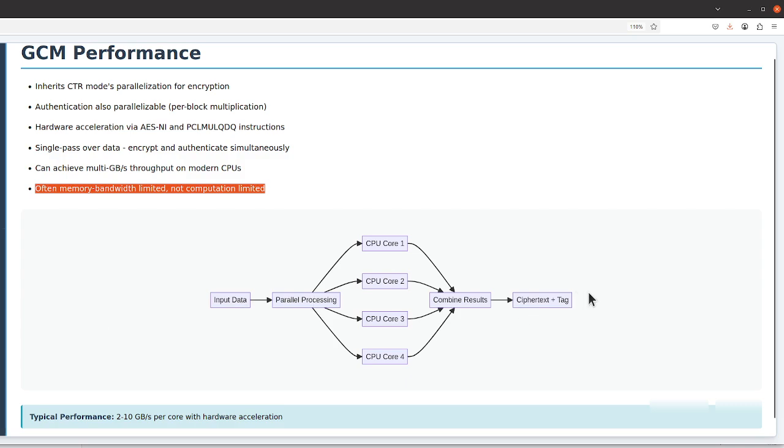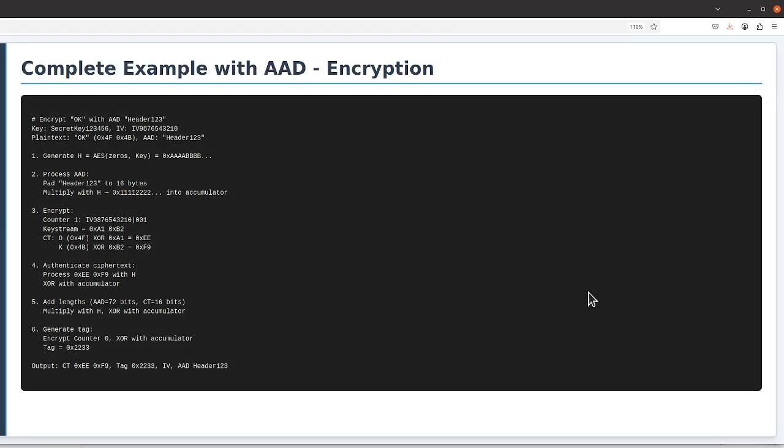Complete encryption example with AAD. Let's work through a complete example that includes additional authenticated data to see how all the pieces fit together. We'll encrypt the message OK with AAD header 123. Setup. Our key is a secret key beginning with 12, ending with 56, 16 bytes. Our IV begins with 98, ending with 10, 12 bytes. Our plaintext is OK, 2 bytes.